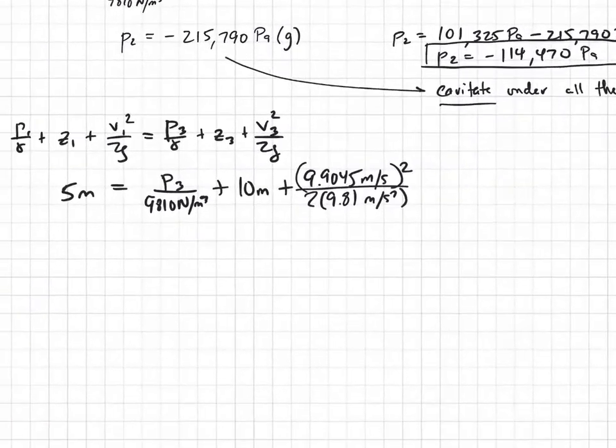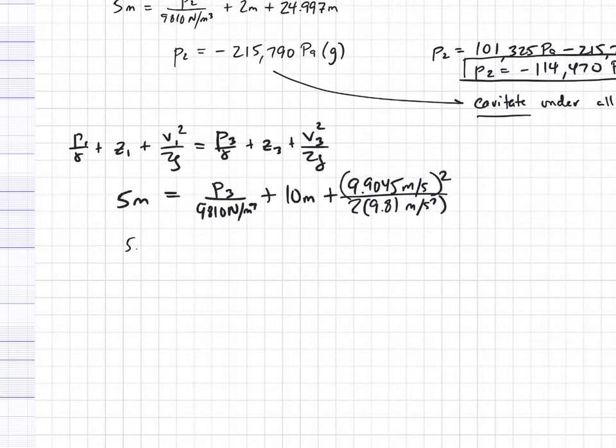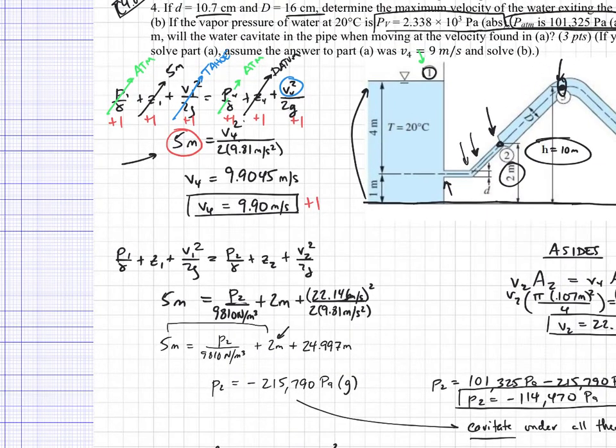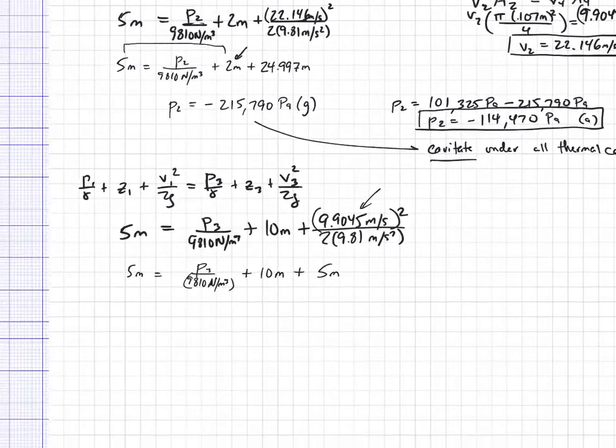Again, I want to give you a sense of what the scale of these numbers is. 9810 newtons per meter cubed. We've got some nice clean numbers here. And it should come as no surprise that if I plug this in, this is going to be 5 meters. How do I know that? Well, because look up here, right? I said that this equals 5 meters. So if there were no rounding errors, that's going to be 5 meters.